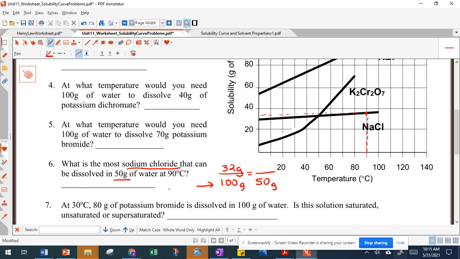So the denominator will be our grams solvent, and the numerator will be grams of solute. You notice your temperature does not go in this proportion, so do not put in that 90 degrees in your proportion. So now we solve for x. When we solve for this, we would get about 16 grams of sodium chloride in 50 grams of water. Now, this answer will vary from student to student depending on their estimate from that curve.